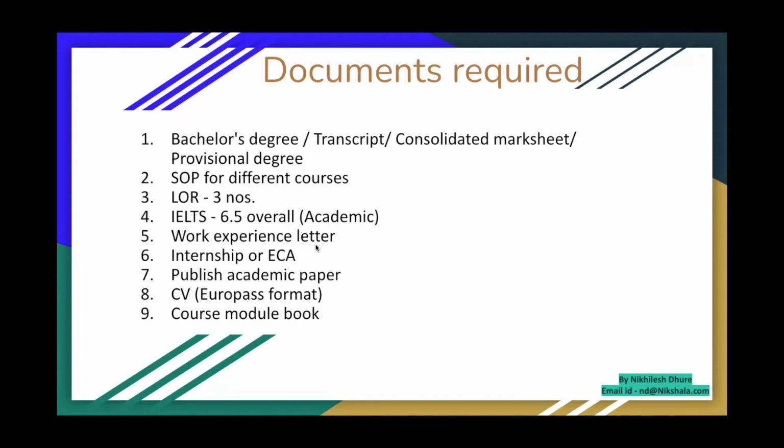Work experience letter, if you have any. Internship or ECA, which stands for extracurricular activity. If you have published some academic papers, CV in Europass format, course module book. Course module book is basically your entire mechanical engineering course in a PDF format. What was the course content, what you were taught? You can get it from your administration. So these are the 9 documents which are the basis of application.